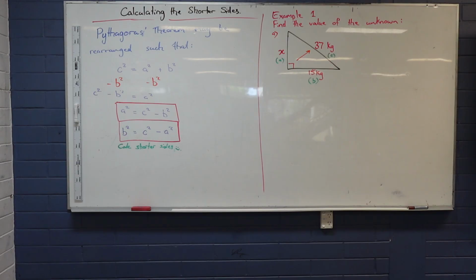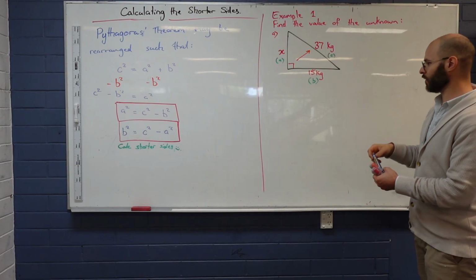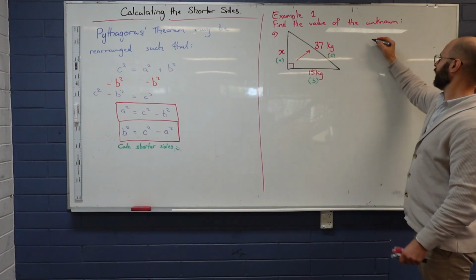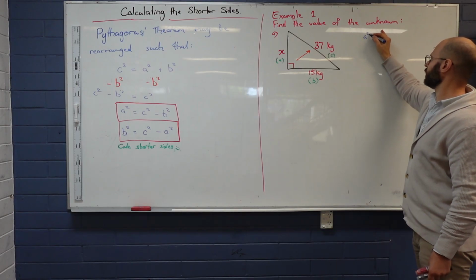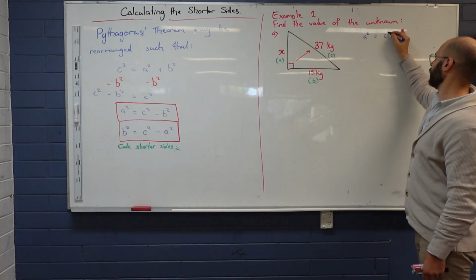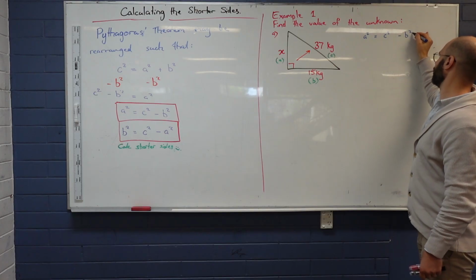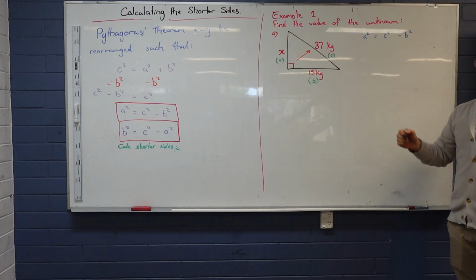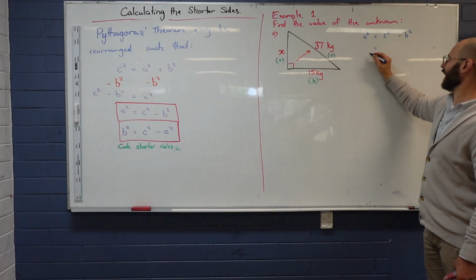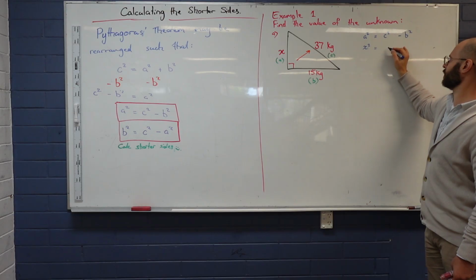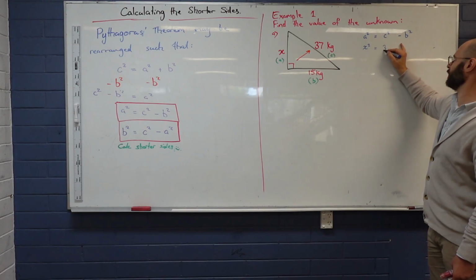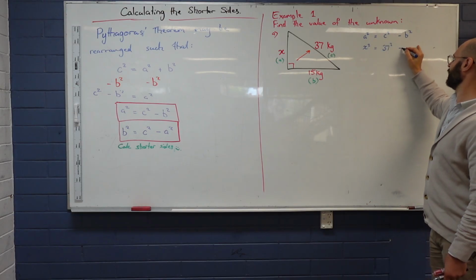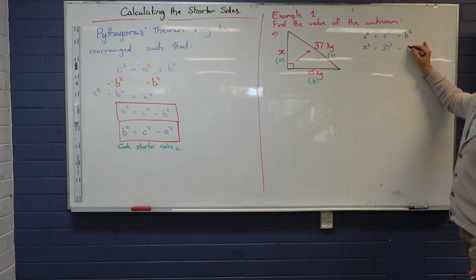Zoe? b squared equals c squared take a squared. Yeah, we can employ the formula a squared equals c squared minus b squared. And then it's simply a matter of substituting the values you already have. Whenever we see a, that's going to be x. Whenever we see c, it's going to be 37. And whenever we see b, it's going to be 15.